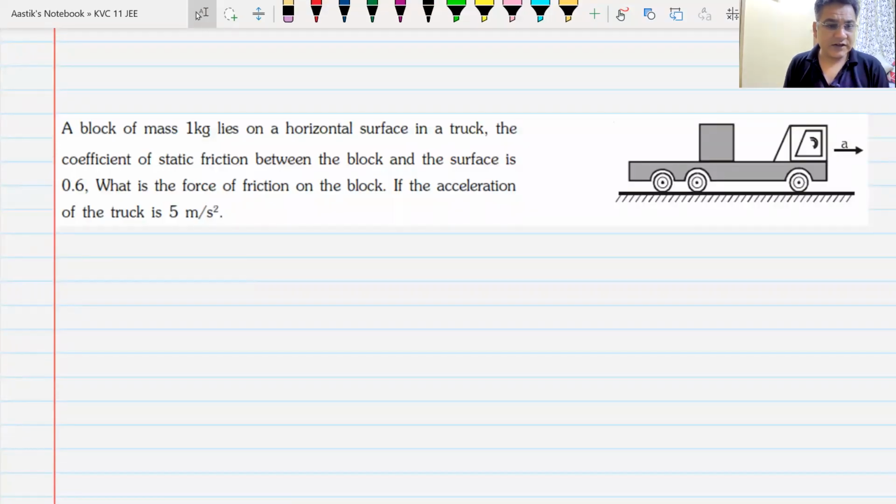A block of mass 1 kg lies on a horizontal surface in the truck. The coefficient of static friction between the truck and the surface is 0.6. What is the force of friction on the block if the acceleration of the truck is 5 meter per second square? I'll give you 2 minutes to think how you need to do it.